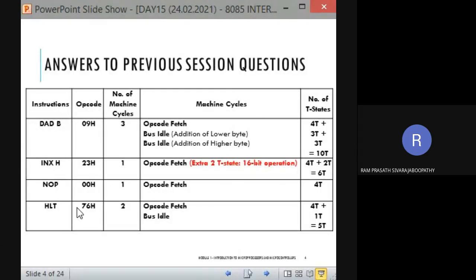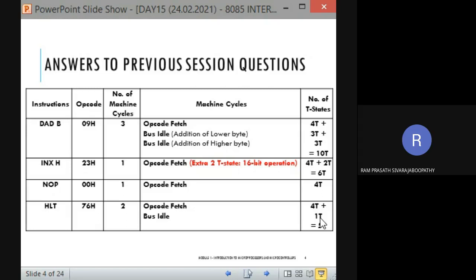In the case of halt instruction, at the end of the opcode fetch machine cycle, that means at T4, after decoding, the processor knows it has to stop the further execution of the program, correct? So the next cycle will be a bus idle cycle for 1 T state, that's all. After that, the processor is not going to access any external content.